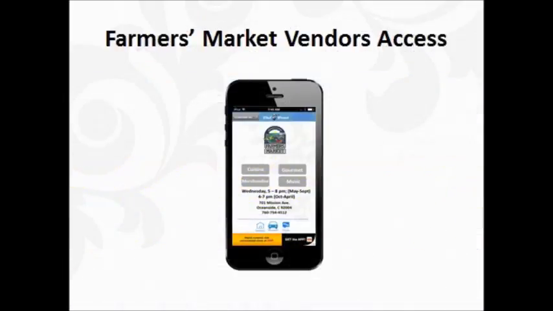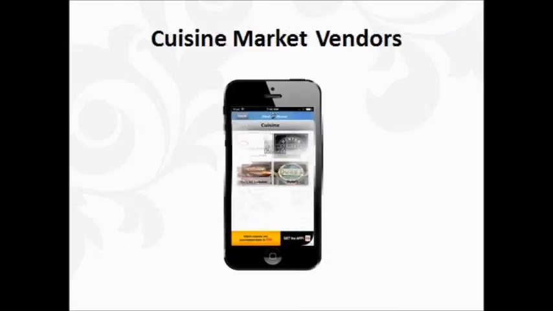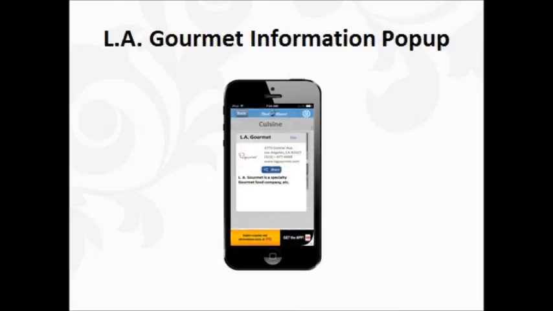Now let's show the results of this work. Shown here is a farmer's market homepage with various vendor categories. Next shown are the cuisine market category vendors. Finally shown is the market vendor information pop-up showing the added vendor information for LA Gourmet.